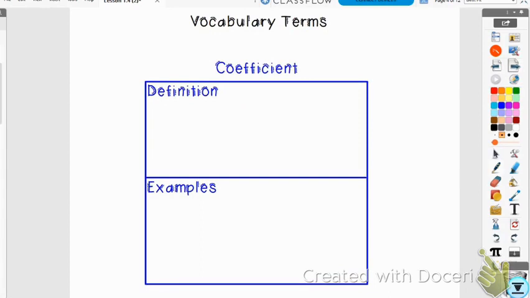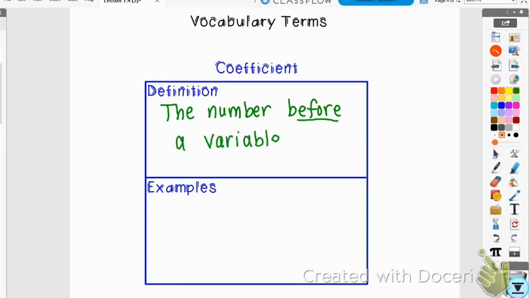All right, a vocab term, coefficient. This is the number that comes before a variable. So you're going to be dealing with a lot with the coefficients here on the next examples. So for example, I have 7x. The coefficient is a 7. If I have negative 2ab, the coefficient is a negative 2. So it's just the number, it's not the variables.